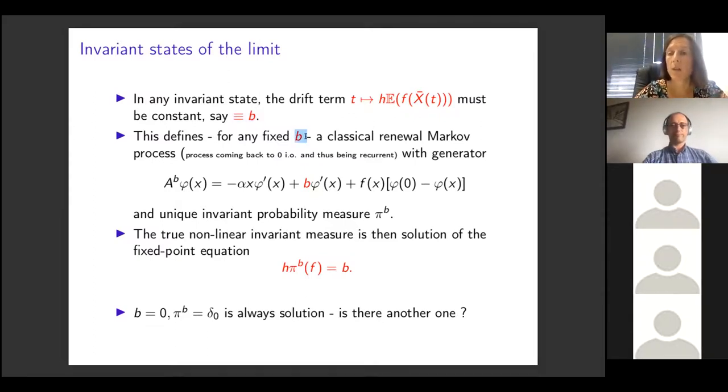For each parameter b, you get exactly one probability measure, pi b, and then you have to solve the self-consistency equation, which just tells you that for the nonlinear equation, the relation must be that h times pi b of f, so the mean spiking rate under the parameter b, must equal the parameter. Okay, I guess Quentin will speak about that more. So of course, if we take the parameter b to be equal to zero, that just means the all zero system is still an invariant state. Of course, it must be like that. And then the main question is, will there be another invariant state? And the answer is yes, if the synaptic rate is sufficiently high.